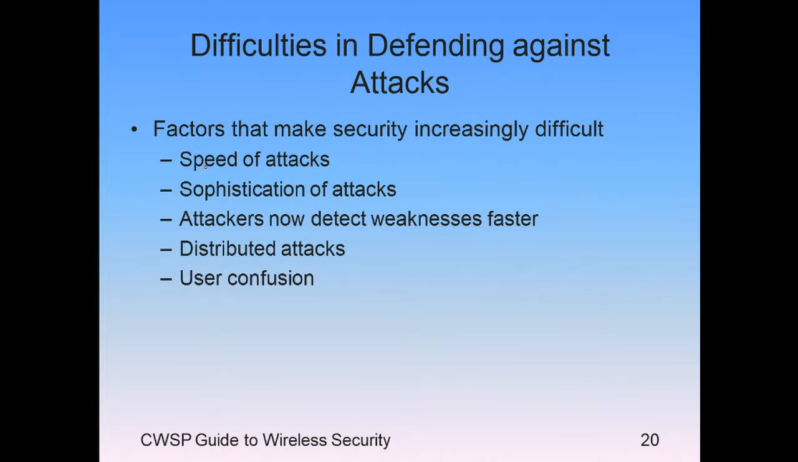Difficulties in defending as we go through. Speed of attacks, sophistication of attacks. Attackers now detect the weaknesses faster, distributed attacks, and user confusion. What that means is that in the first viruses that we had, the time between detection of the virus and the first exploitation of the virus was 18 months, 12 months, 14 months. Now, in today's world, the discovery to exploitation time can be a matter of hours or days. So you have to maintain consciousness of what goes on.